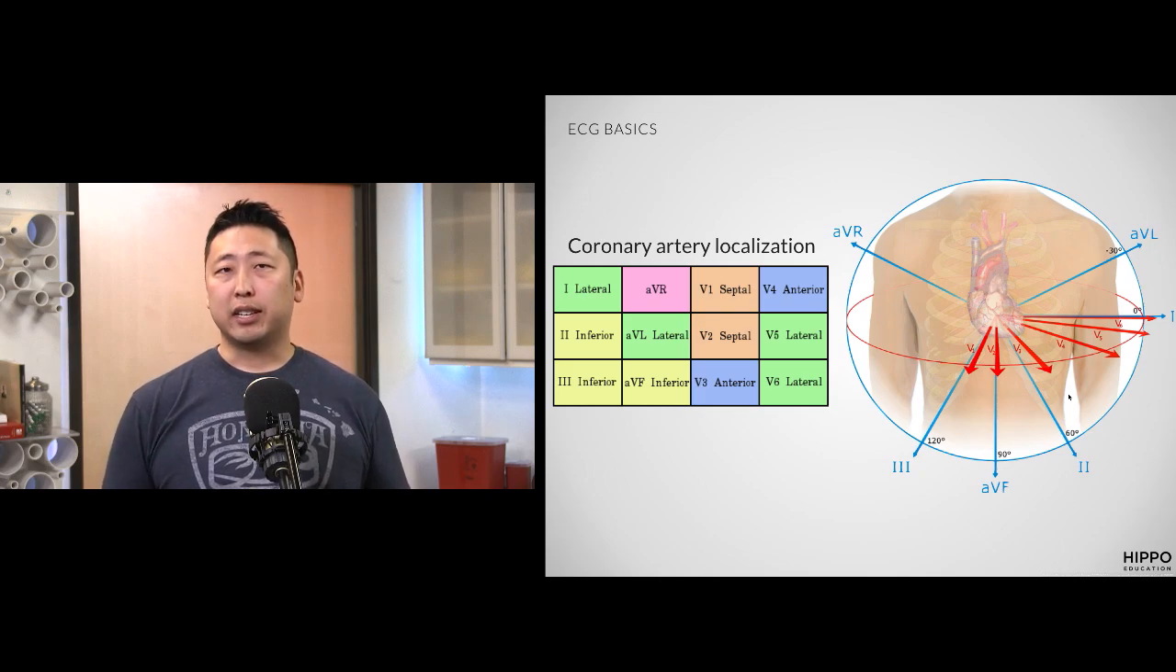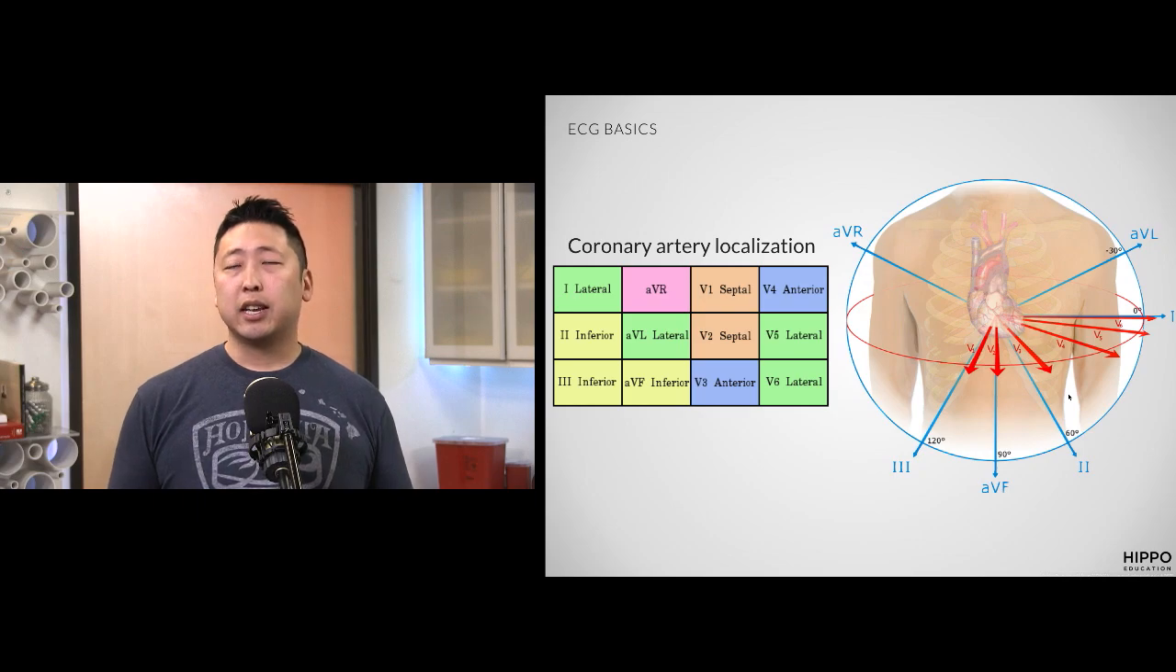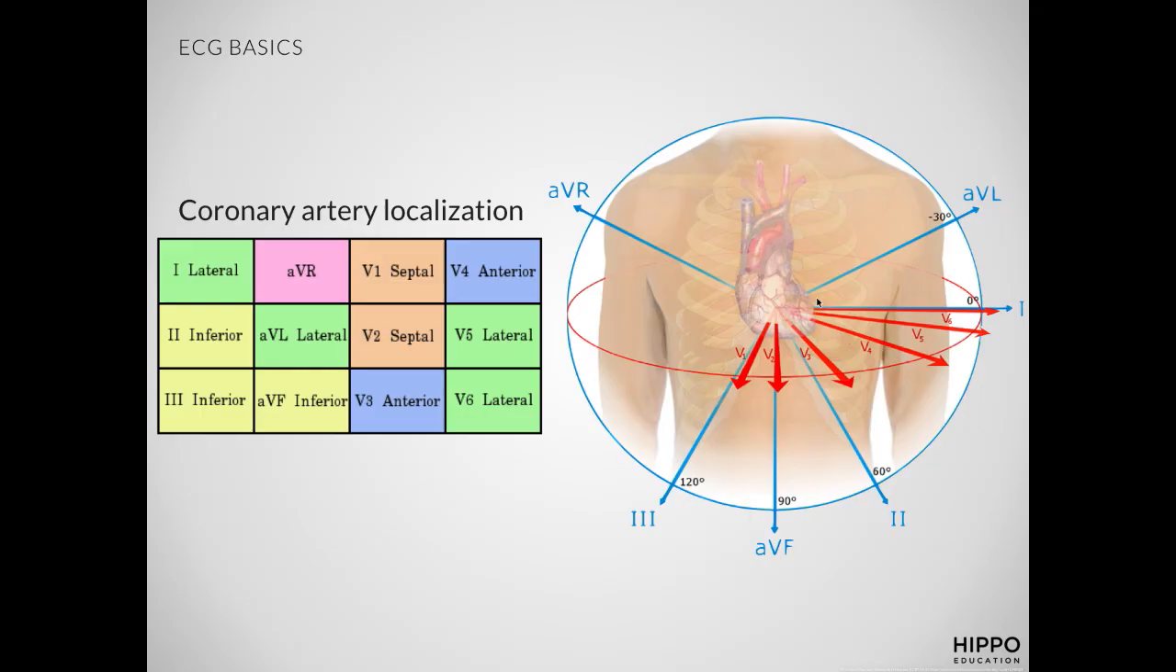Finally, to wrap all of these things up, the coronary artery localization. What are those contiguous leads? We're trying to localize the ECG to the coronary artery anatomy. And in general, you can see with the vectors here, 1 and AVL are the lateral leads, and V5 and V6 are also lateral leads, versus 2, 3 and AVF, which are the inferior leads. And then V3 and 4, some will include V2, are the anterior leads. V1 and 2 can be septal.